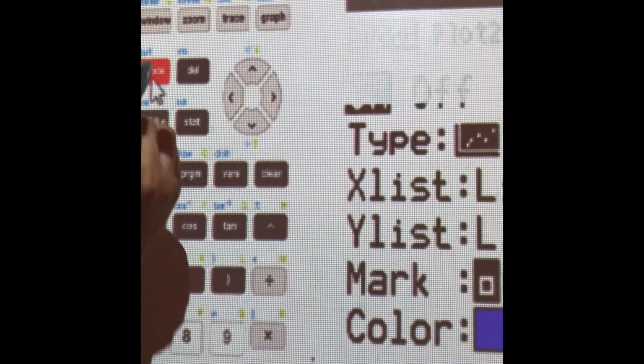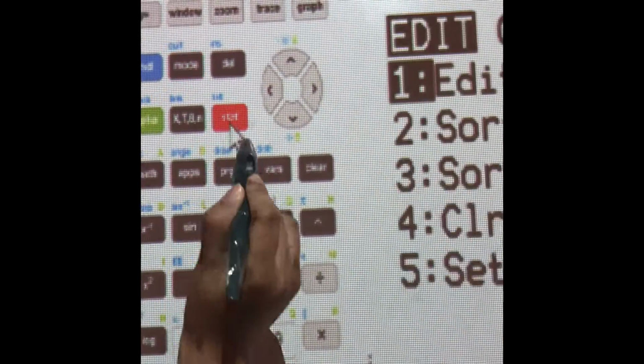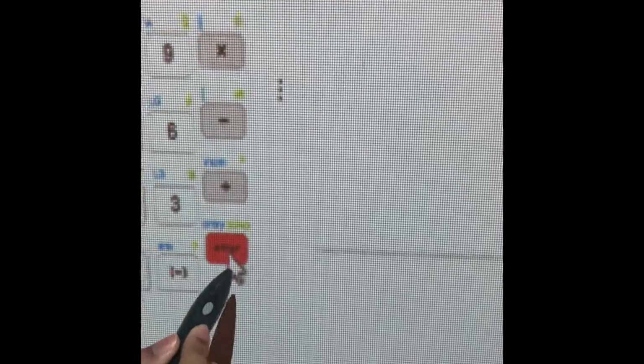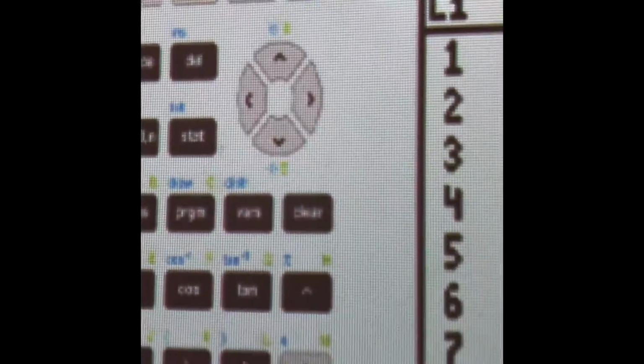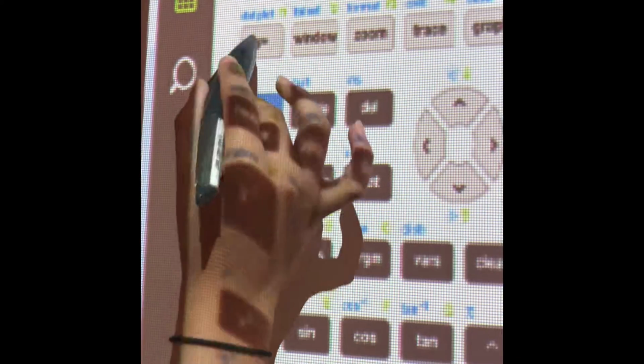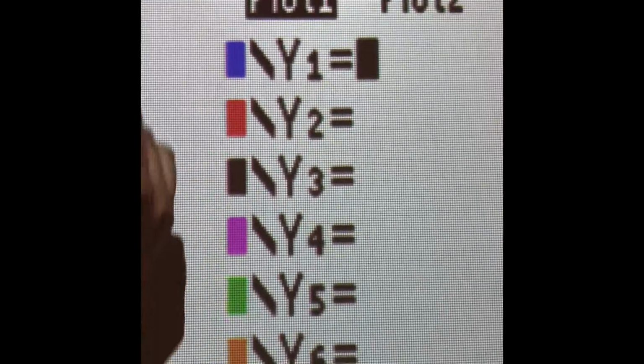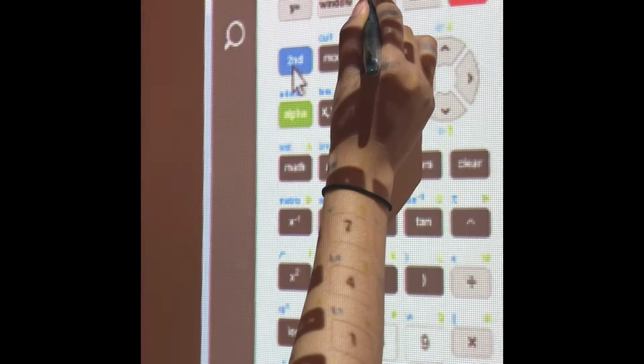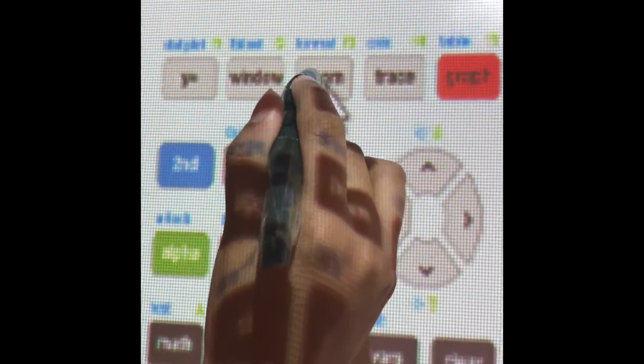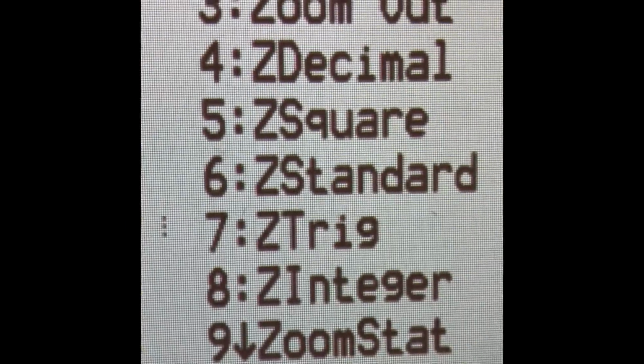Once this step is done, you're going to want to go to stat and edit. Make sure there's no data already inputted before you put yours in. After you've inputted your data, go to y equals and make sure it's clear so your equation doesn't interfere with anything else. Then go to graph and zoom 9. This will show you your curve.